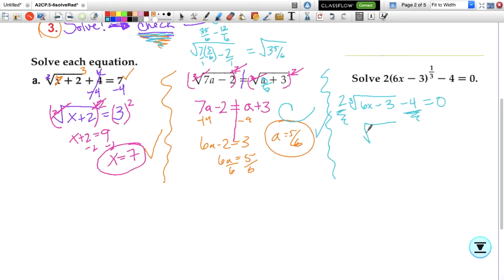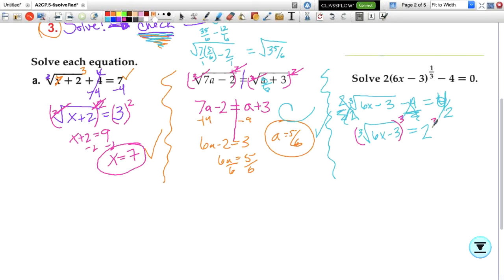So if I add 4 to each side, I'd +4. Those cancel. I'm left with a 4 right here. Then I would, like I said before, divide by 2, divide by 2. And I'm left with the cube root of 6x minus 3 equals 4 divided by 2, 2. Now we're going to that second step again. Second step is look at your index, raise it to that power. So this is a cube root. I'm going to raise it to the 3rd.